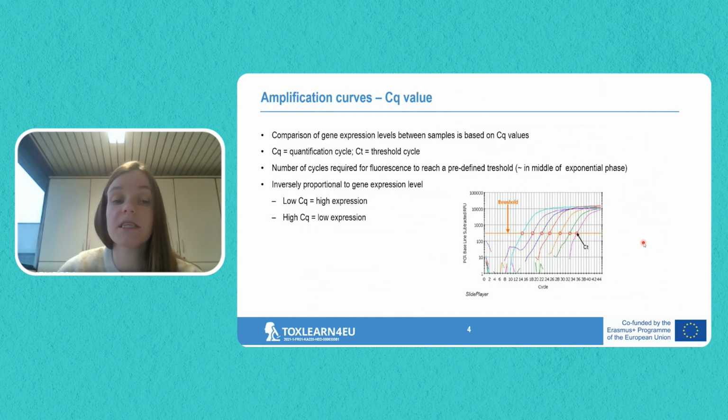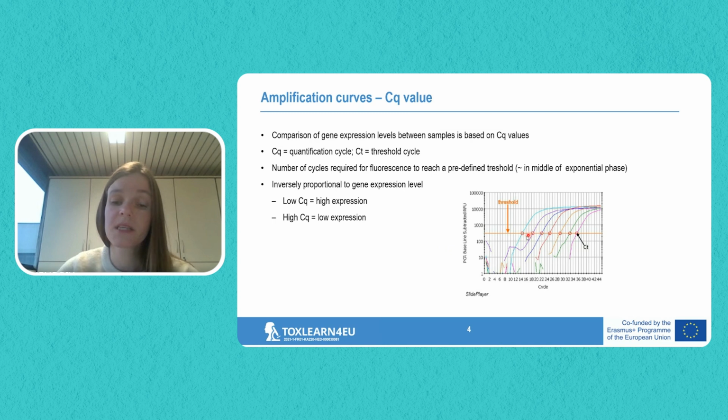The idea behind real-time PCR is that we want to compare gene expression levels between different samples. And this comparison is based on the so-called Cq values. Cq stands for quantification cycle. It's also called Ct or threshold cycle. This Cq or Ct value corresponds to the number of cycles that are required for the fluorescence to reach a predefined threshold. This threshold is shown as this horizontal orange line here, and it's placed more or less in the middle of the exponential phase. This exponential phase is also called the log-linear phase, as it is a linear curve when the fluorescence is plotted on a logarithmic scale.